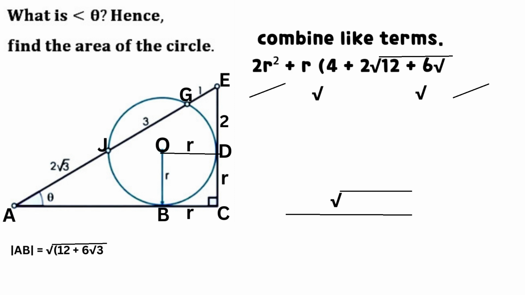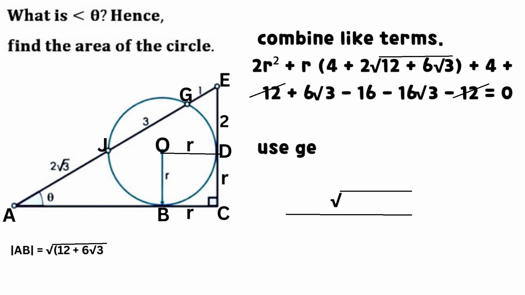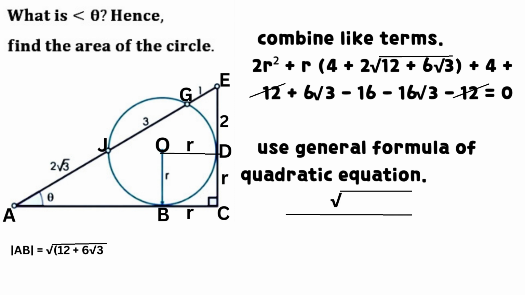Combine like terms. It implies that the sum of 2 times the square of R and R times the sum of 4 and 2 times the square root of 12 plus 6 times the square root of 3, and 12 plus 6 times the square root of 3 minus 16 times the square root of 3 minus 12, equals 0. Use the general formula of the quadratic equation: R equals negative b plus or minus the square root of b squared minus the product of 4 and a times c, all divided by 2 times a.